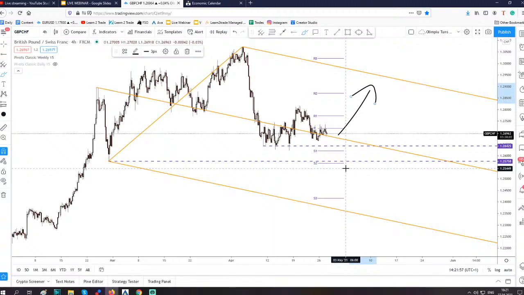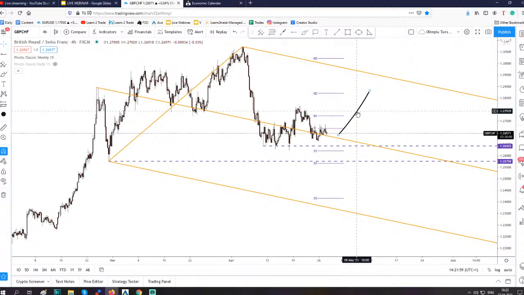Okay, so this pair is still bullish. The bias is still bullish despite this temporary drop here. We can draw another one here. One moment.